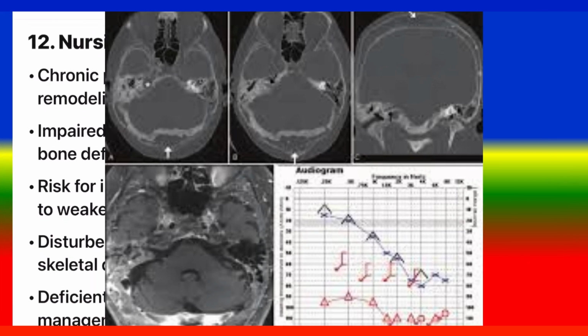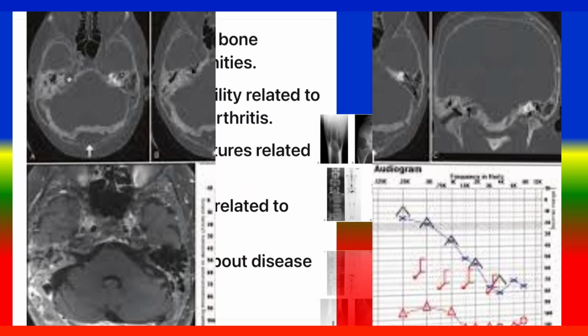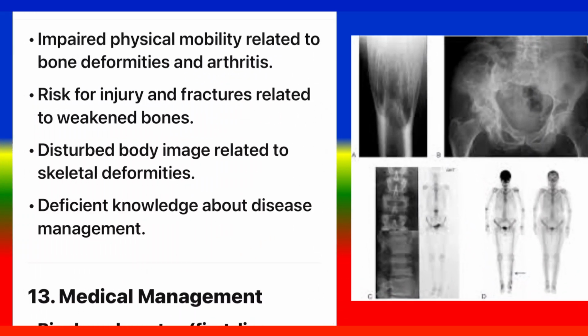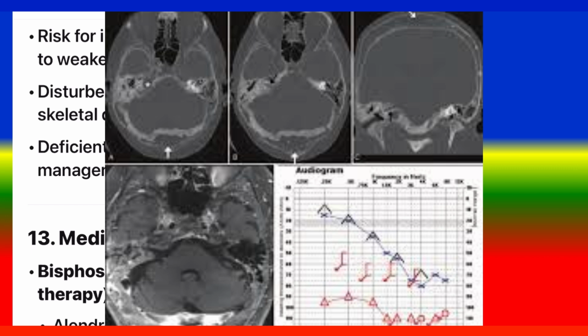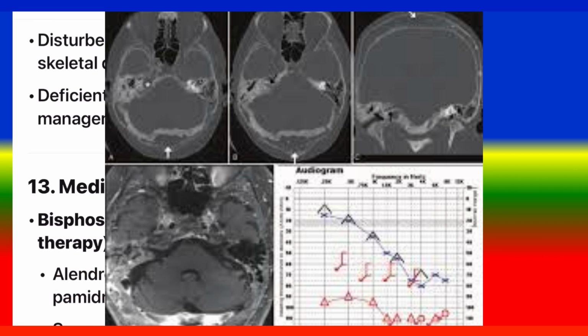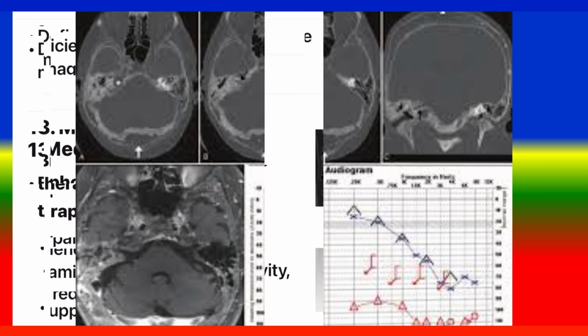12. Nursing diagnosis: chronic pain related to bone remodeling and deformities. Impaired physical mobility related to bone deformities and arthritis. Risk for injury and fractures related to weakened bones. Disturbed body image related to skeletal deformities. Deficient knowledge about disease management.